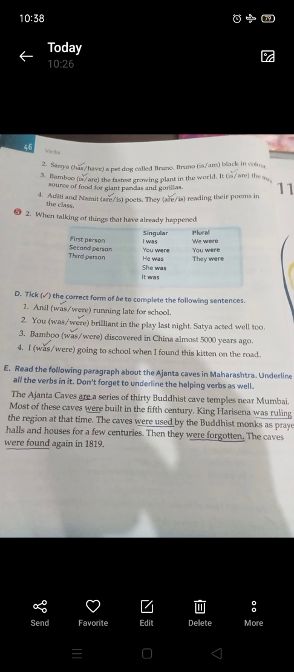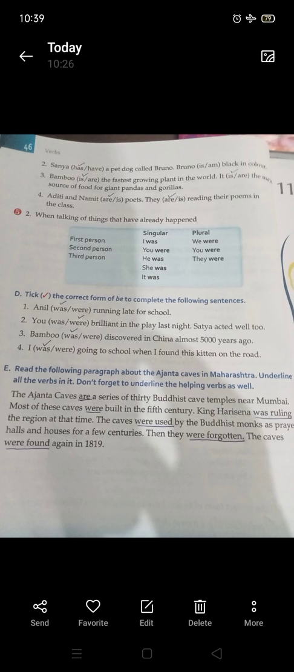Number D. Anil was running late for school. You were brilliant in the play. This is past tense, not present tense. Bamboo was discovered in China almost 5,000 years ago. I was going to school when I found this kitten on the road. Number E. You should underline the verbs.